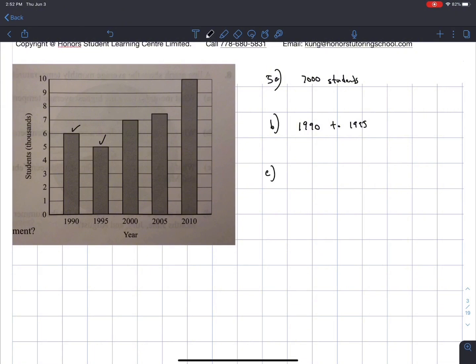C. Between which years was there an increase in enrollment? It would be 2000 to 2005 and 2005 to 2010, right? So I can say 2000 all the way to 2010. Which 5-year period has the greatest increase in enrollment? It will definitely be 2005 to 2010.